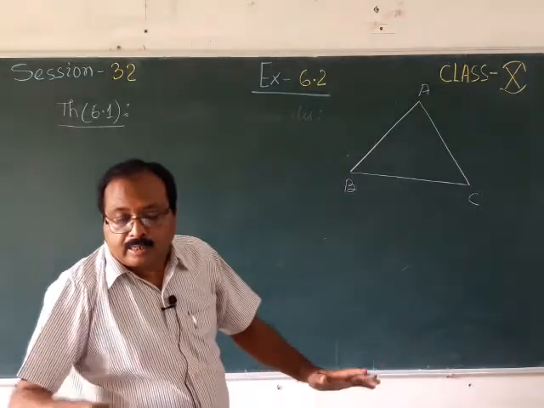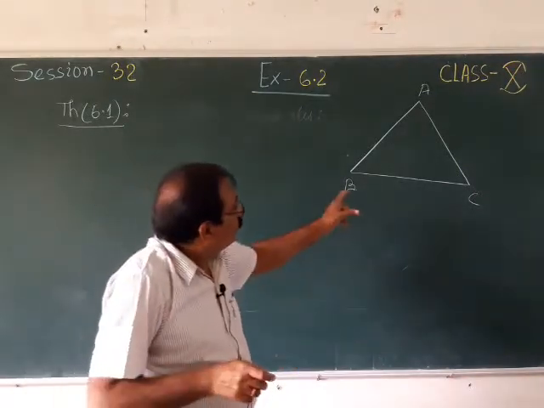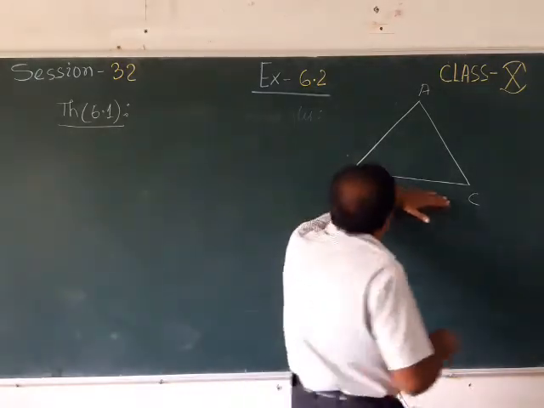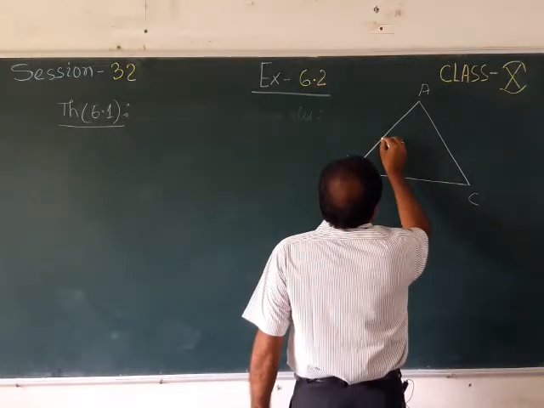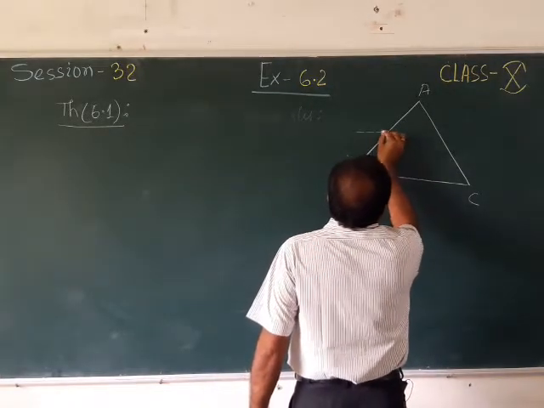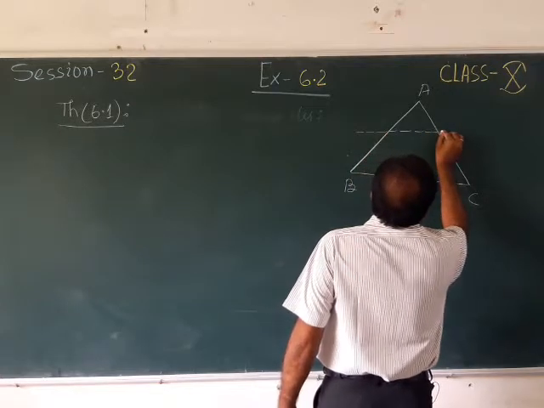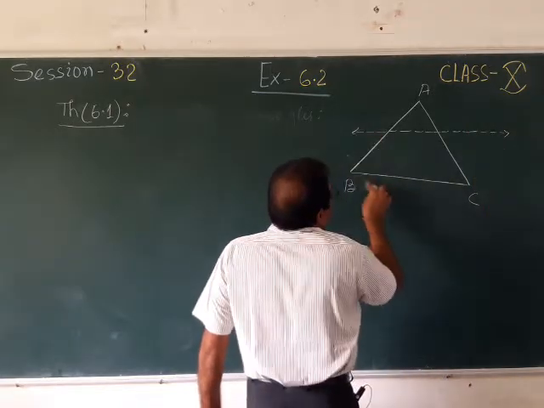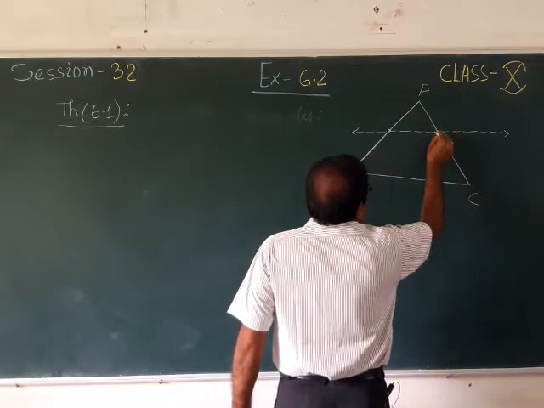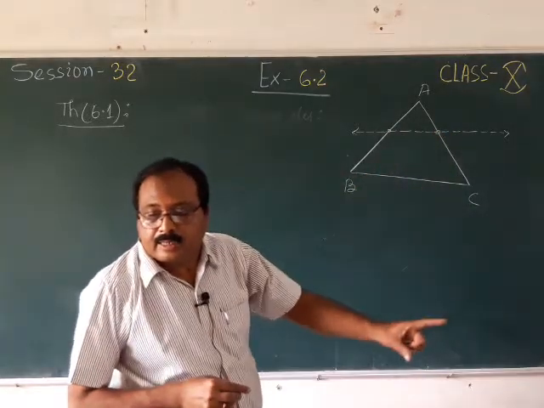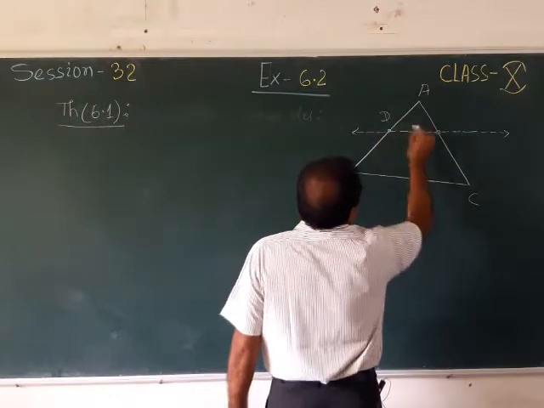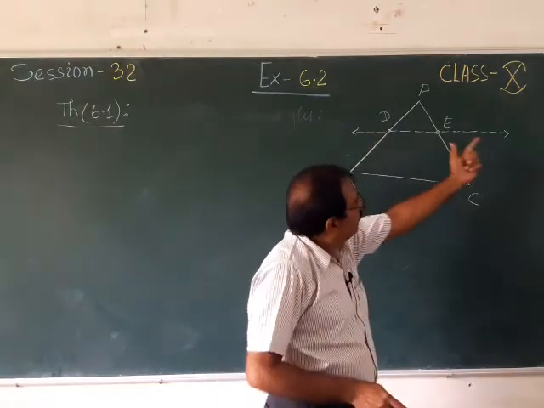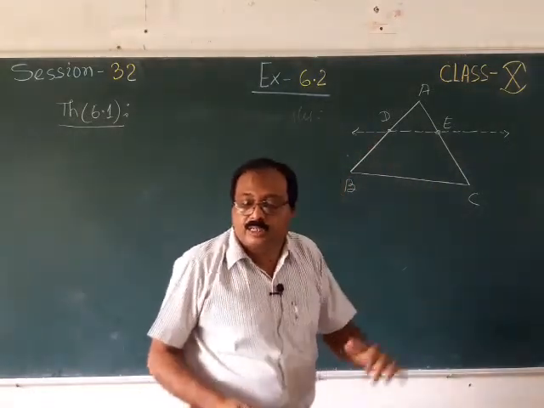Now after taking ABC, you have to draw a line parallel to one side. That means I am taking one line which is parallel to BC. Suppose a line is taken parallel to BC, and it is intersecting these two sides at the points D and E. Suppose this point is D and this point is E, and the line DE is parallel to BC.